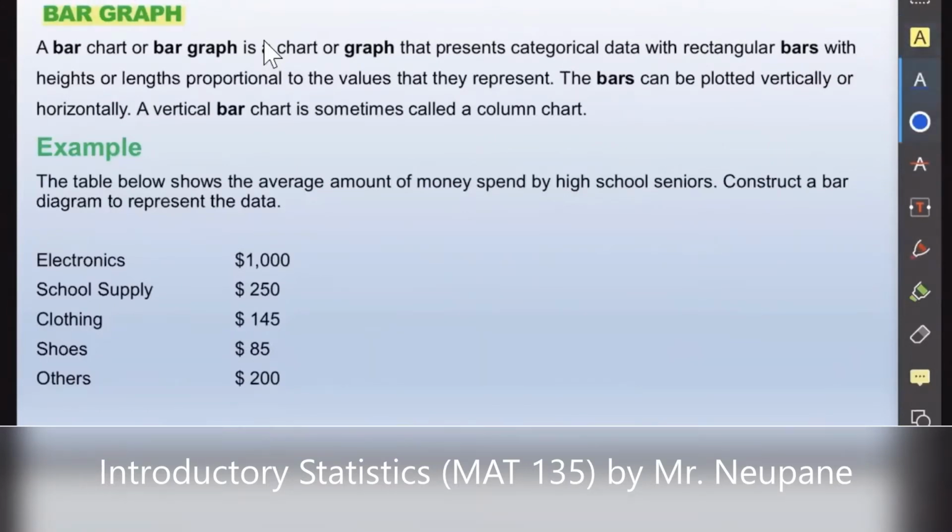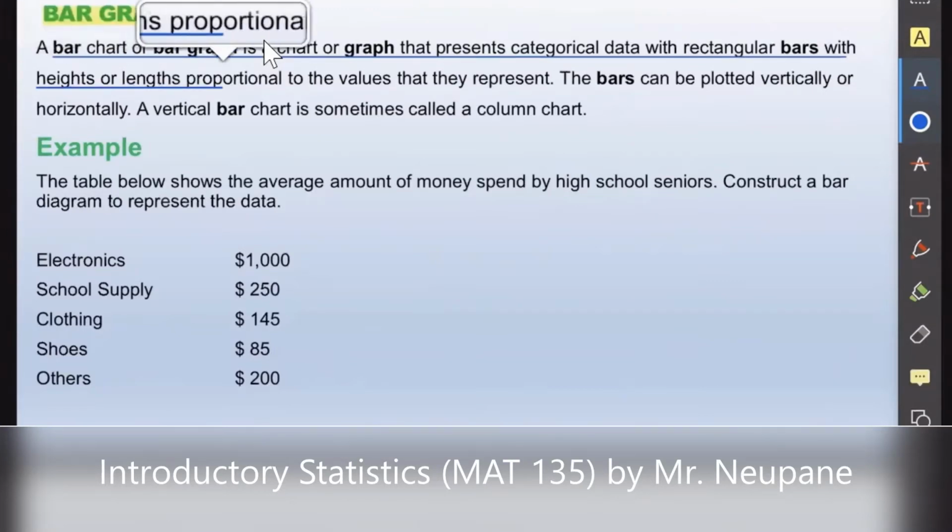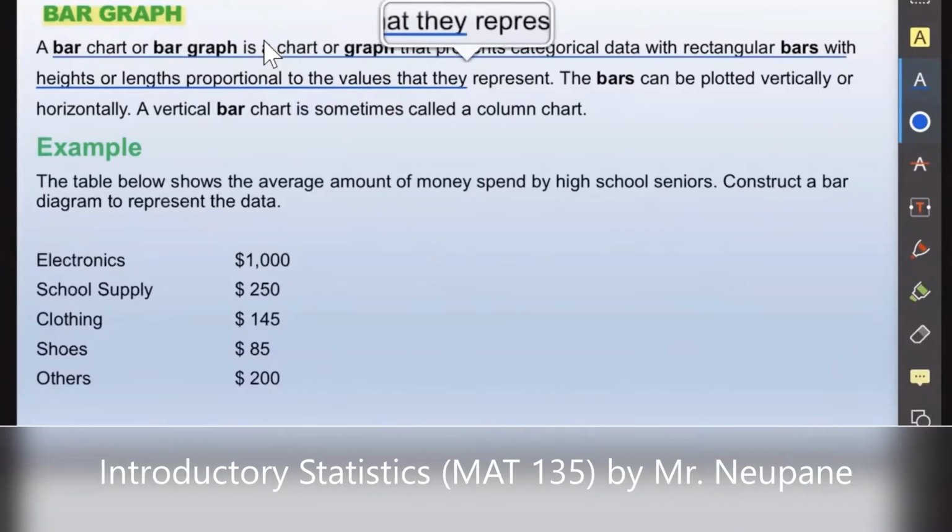So when we say bar graph, a bar graph or a bar chart is a chart or a graph that presents categorical data with rectangular bars with height or length proportional to the values they represent. So you can see that the definition of the bar graph is quite similar to the definition of the histogram that you have seen in the previous class. But the difference here is that, although this also represents categorical data, this is not for continuous data. So what you'll see here is the bars will not be connected to each other like in a histogram. The bars will be separated.